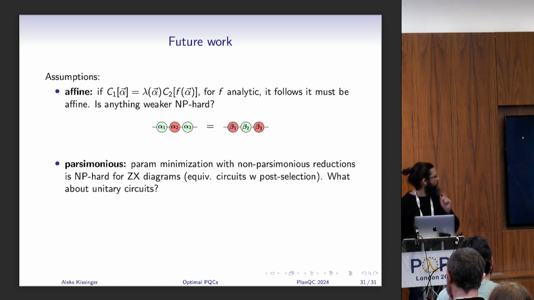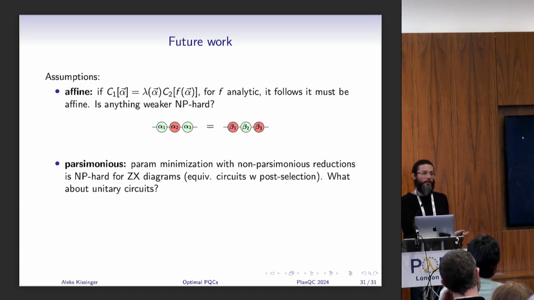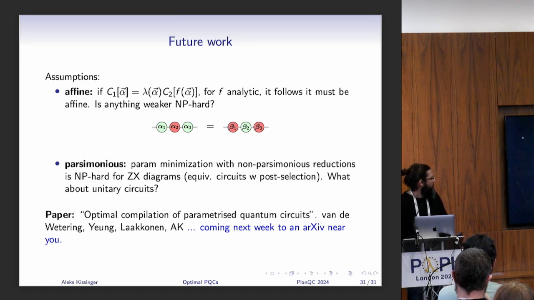And this parsimonious thing is kind of annoying, right? It seems less easy to justify. Now we have a proof that if you copy parameters and you ask the parameter minimization problem for ZX diagrams, which is the same as asking for post-selected circuits, this problem is NP hard. So you can encode SAT if you do it with ZX diagrams. Probably there's a way to do this with circuits already, with unitary circuits, but we don't know how to do it yet. Okay, so those are the two big open problems.